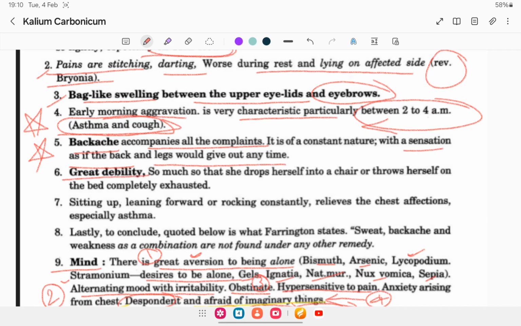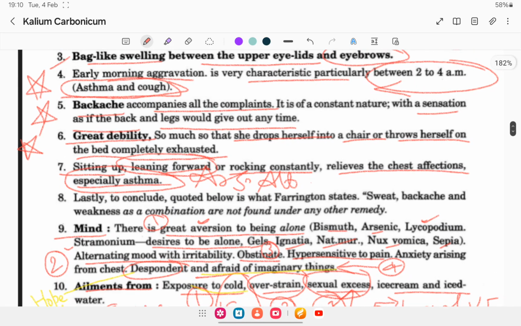Great debility is also very characteristic, weakness so much so that she drops herself into a chair or throws herself on the bed completely exhausted. Sitting up, leaning forward or rocking constantly relieves the chest affection, especially asthma. Also in Rumex and Senega. Asthma from bending forward, amelioration.